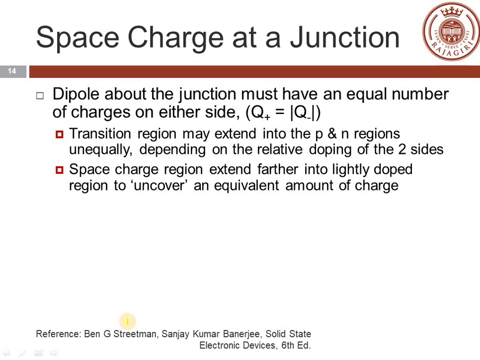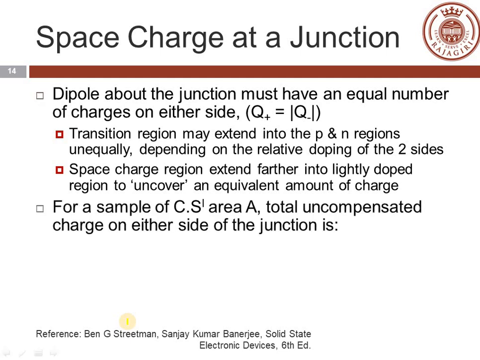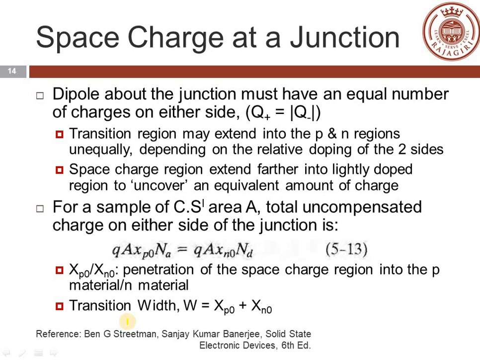That is, the lengths xn0 and xp0 may not be equal, depending on the relative doping of the two sides. The space charge region extends farther into the lightly doped region to cover an equal amount of charge as the heavily doped region. For a sample of cross-sectional area A, the total uncompensated charge on either side of the junction can be written as Q into A xp0 into Na, and Q into A xn0 into Nd.